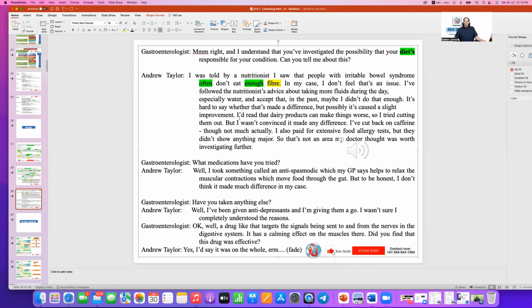If that person may be enough. It's hard to say whether that's made a difference, but possibly it has caused a slight improvement. I read that dairy products. One more diet, right? Dairy products.